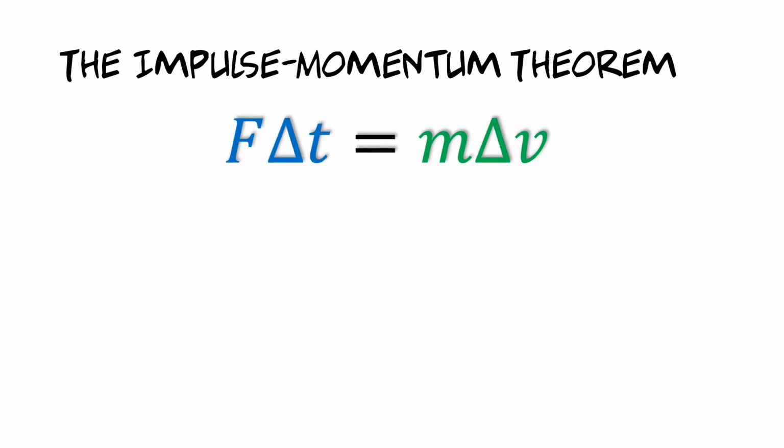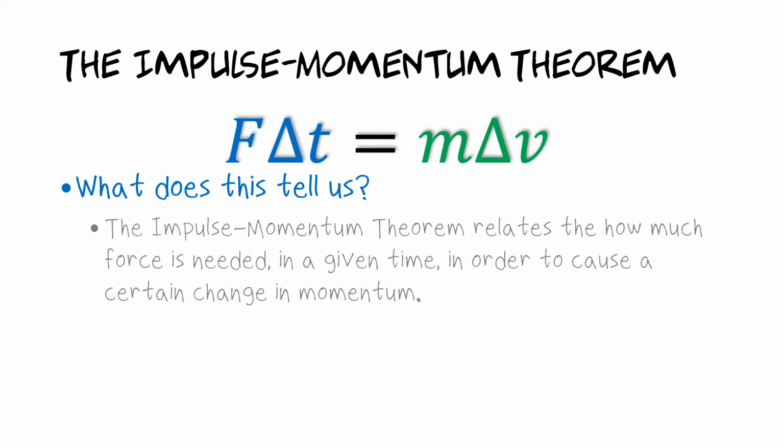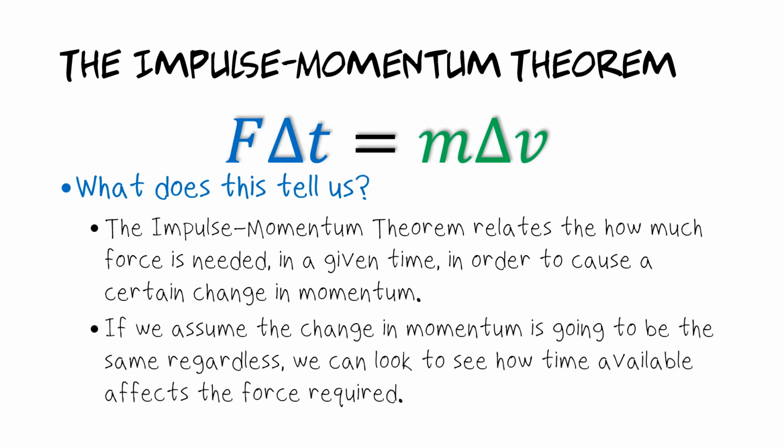So looking at this in total, what this equation tells us is how much force is needed in a given period of time to cause a certain change in momentum. And if we assume that an object starts with an initial velocity and needs to come to rest, like in our Batman scenario, the value on the right side of the equation is going to be the same no matter what. You're going to have to lose the momentum you have in order to come to rest. So we can focus on the left side of the equation, which talks about the nature in which we lose that momentum.